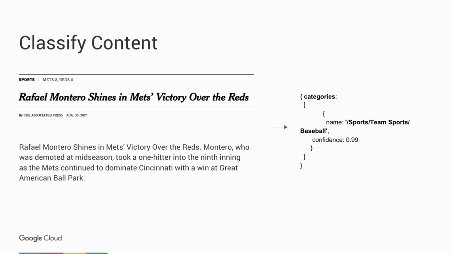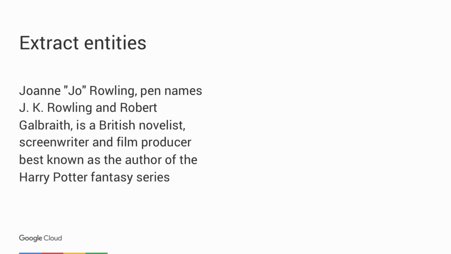So in this example, I've taken the headline and the description from a news article, I've sent it to the API, and it's able to identify this as a baseball article with 99% confidence. And what's really cool about this is that it doesn't mention baseball anywhere in the article title or description, but it's able to extract this information for us. And you can see there's different levels of categories. So sports is the top tier category we get, then we get more specific with team sports, and then finally we get baseball. The next feature is entity extraction.